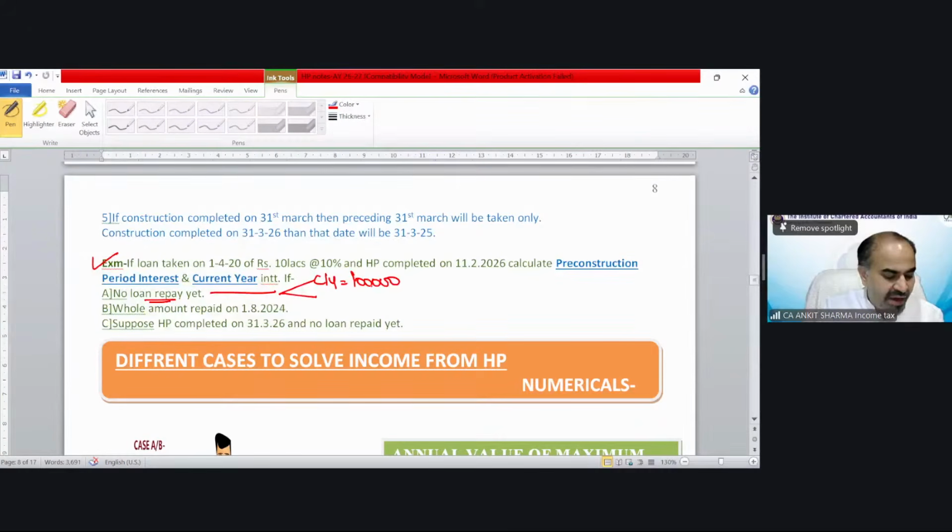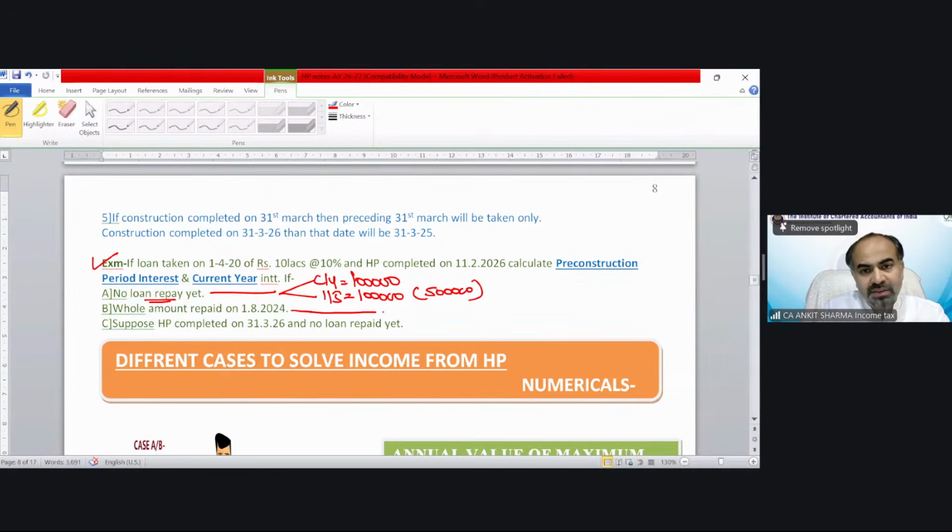And if you calculate, in this case, the pre-construction period interest would also be 1/5, would also be 1 lakh. So Ketan's answer is correct. Current year interest would be 1 lakh, as well as the pre-construction period interest would be 1 lakh. Total pre-construction interest would be 5 lakh. But in 1/5 deduction we can claim 1 lakh.